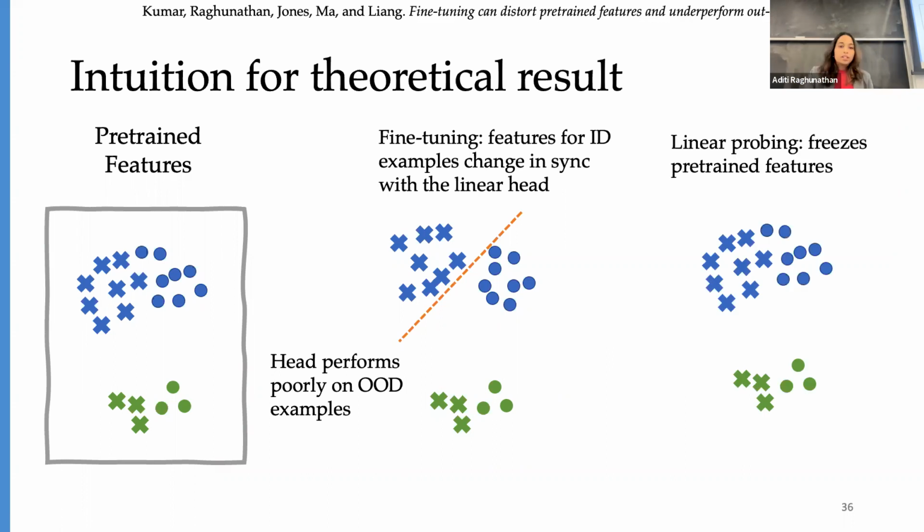So that takes us to linear probing. In linear probing, we don't change any of the features. We only learn the linear classifier. So we'll just learn this orange line. And if your pre-trained feature was good and reasonably kept the features separated linearly, then notice that this orange line will work well on both blue and green points. None of the features have changed. So that makes sure that the correspondence between in and out of distribution still exists.